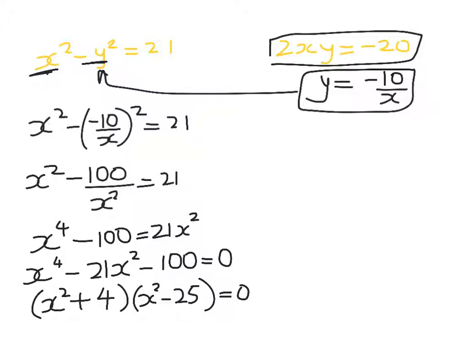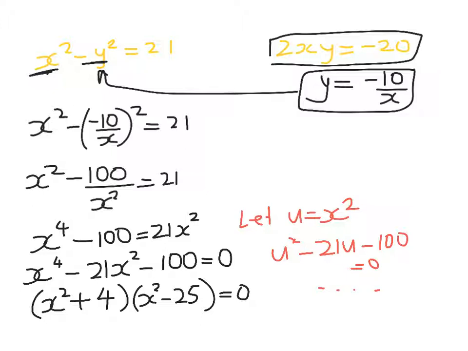If you are struggling with that, remember that the other way we can go here is to say let u equals x squared, and then we'll have u squared minus 21u minus 100 equals 0, and we can solve that for u and then work back to get x squared. Ask me if you want some help doing it that way, but I think this should be fine. Now, what do I have to do now? Well, I have to say when is this 0 or when is this 0? So that's coming on the next slide.